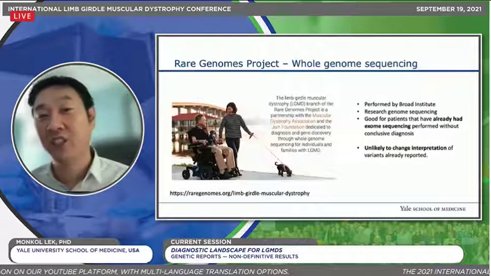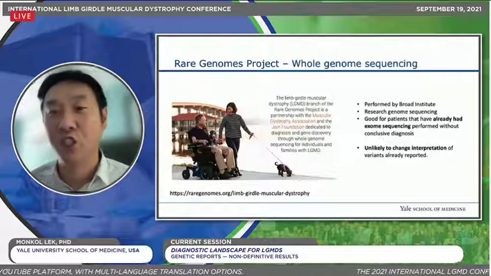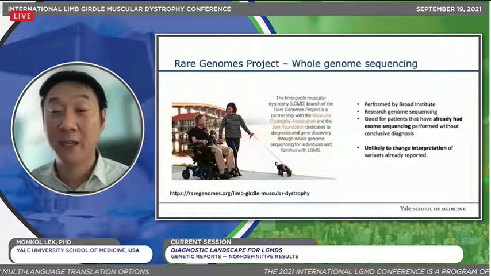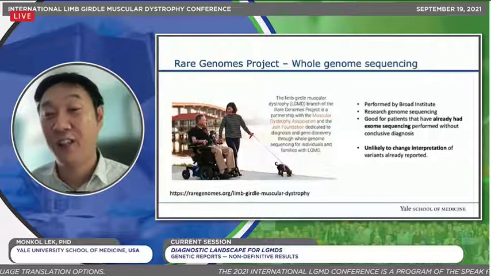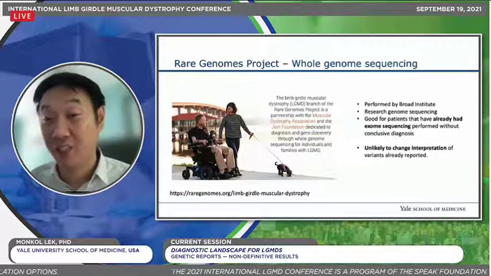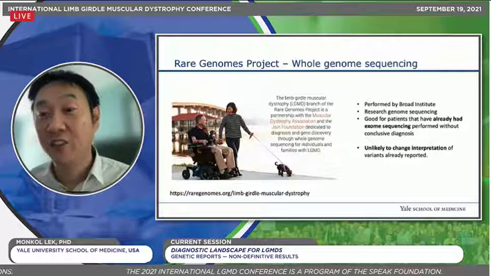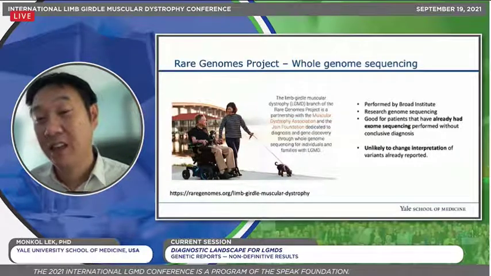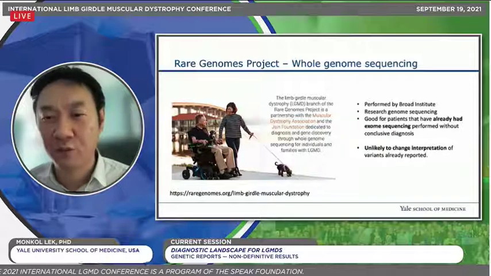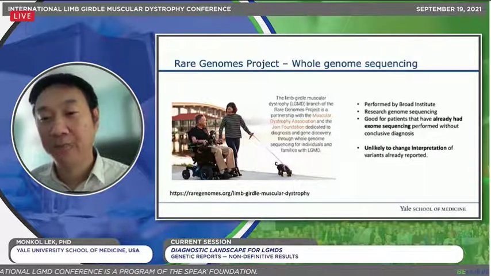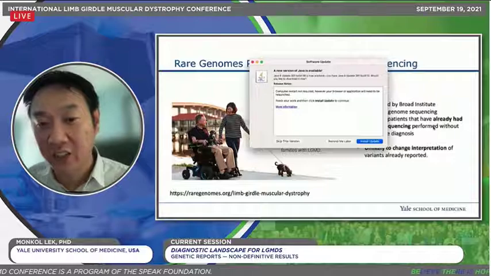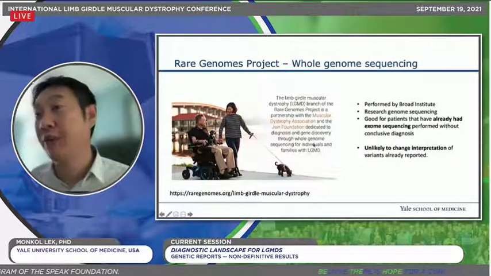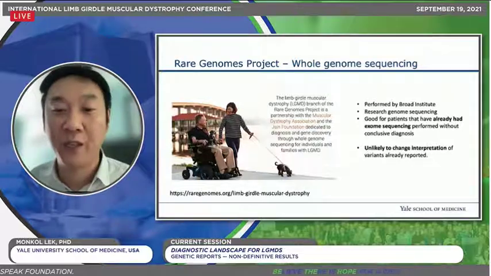And the last is the Rare Genomes project, where they perform whole genome sequencing. So this is performed by the Broad Institute. It's a research-based genome sequencing, so any findings have to be validated by the single gene testing I mentioned. And so this is good for patients that already had exome sequencing and haven't had any conclusive diagnosis. And this is unlikely to change the interpretation of variants already reported, like what I mentioned from the Emory genetics.